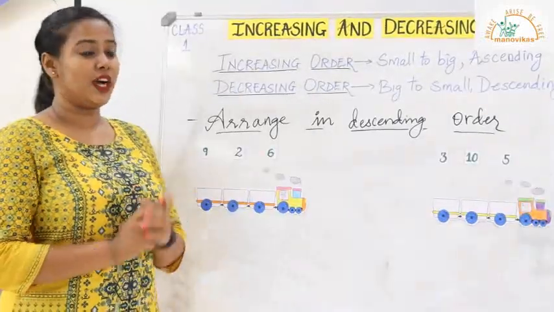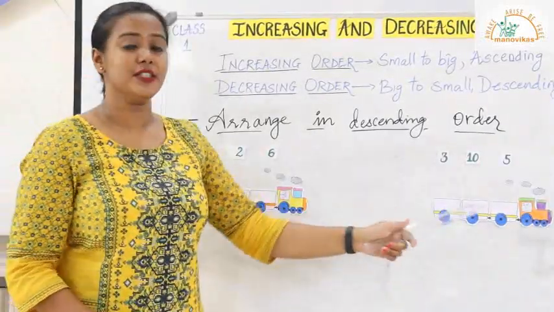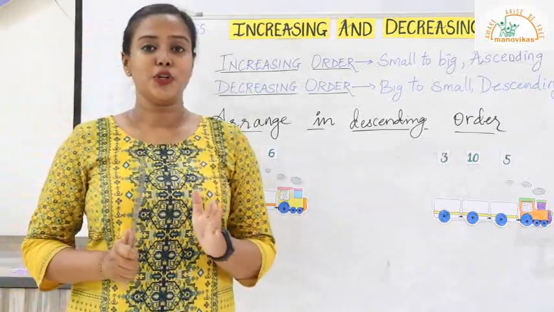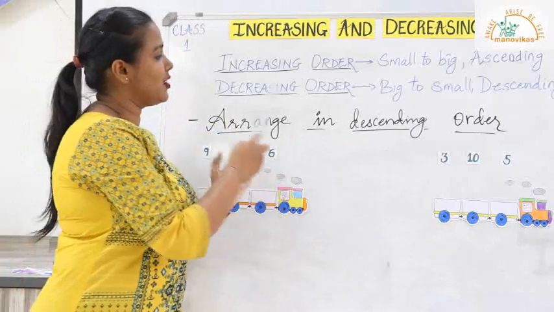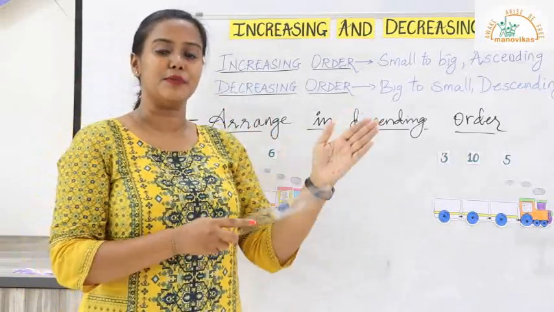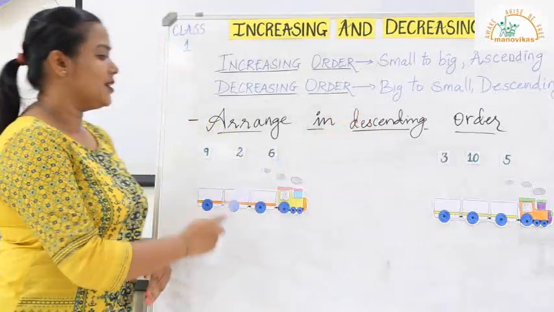Friends, once again you have to help these engine drivers to arrange these numbers in the descending order. Now what do you do in the descending order? It is also the decreasing order, wherein you arrange the numbers from a bigger number to a smaller number. Now let us find out.